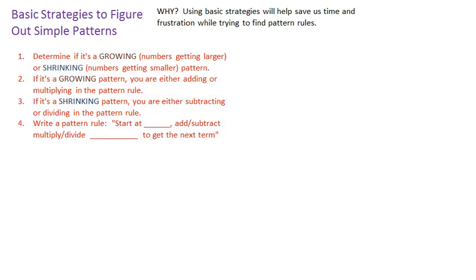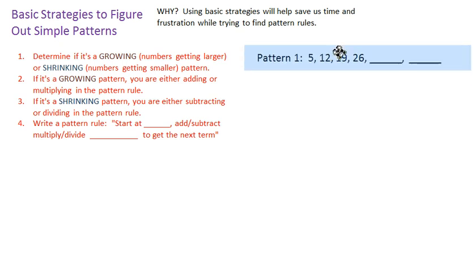Number 1, I determine if the pattern is a growing pattern or a shrinking pattern. The growing patterns have numbers that increase or get larger. Shrinking patterns have numbers that decrease or get smaller. If it's a growing pattern, then I'm going to either try adding or multiplying in the pattern rule. And if it's a shrinking pattern, then I'm going to try subtracting or dividing in the pattern rule. And the 4th step is just writing down the pattern rule, but we'll get into that in a bit.